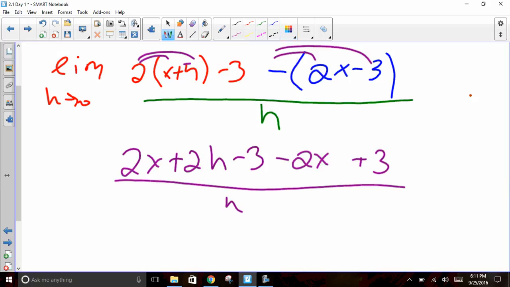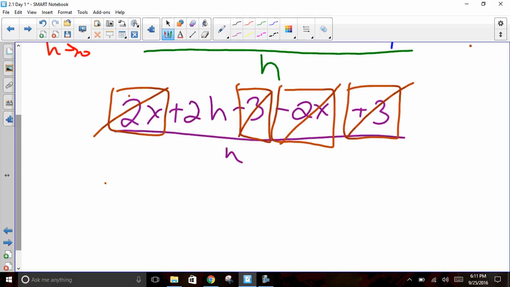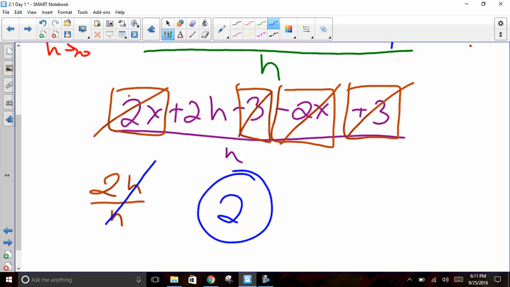Okay, now what we're going to do is look for stuff that cancels out. Well, I have positive 2x and minus 2x. So those cancel, those give me 0. Then I have minus 3 and plus 3. Those will give me 0. So I'm left with 2h over h, and h over h cancels out. So my slope in this case is 2.